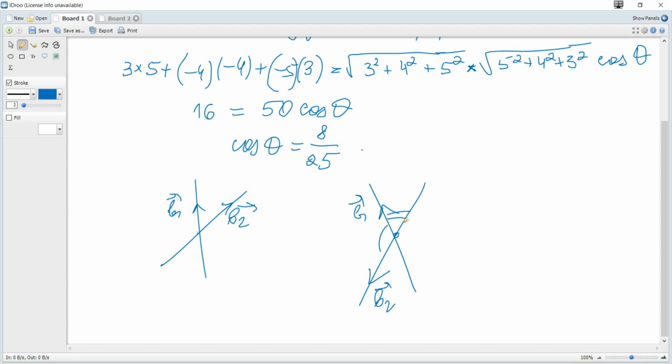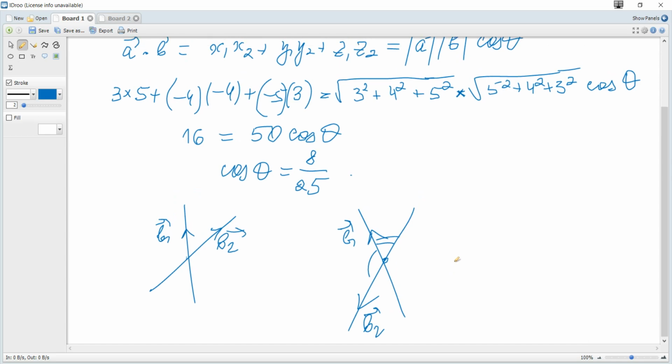And we know that when two lines intersect, there are two angles. One is acute, another is obtuse, and they add up to 180. So if we know one angle, and if it's obtuse, another which is acute can be calculated as 180 minus the obtuse angle, if an acute angle is required but the calculated angle is obtuse. And that's all for this question.